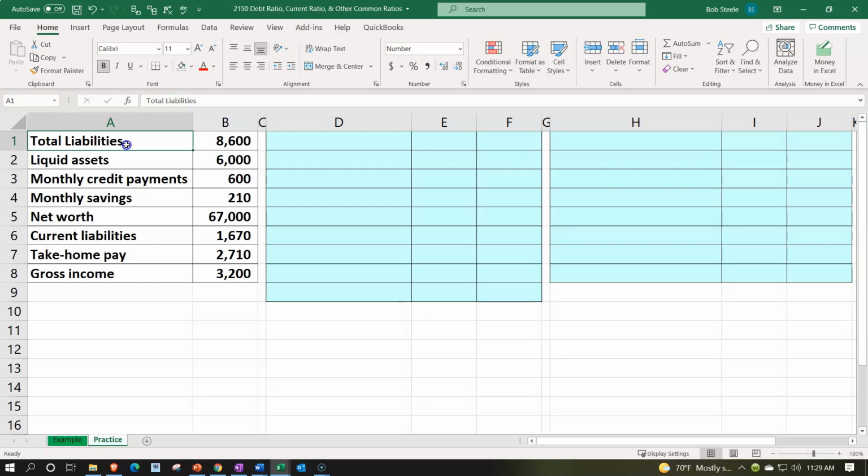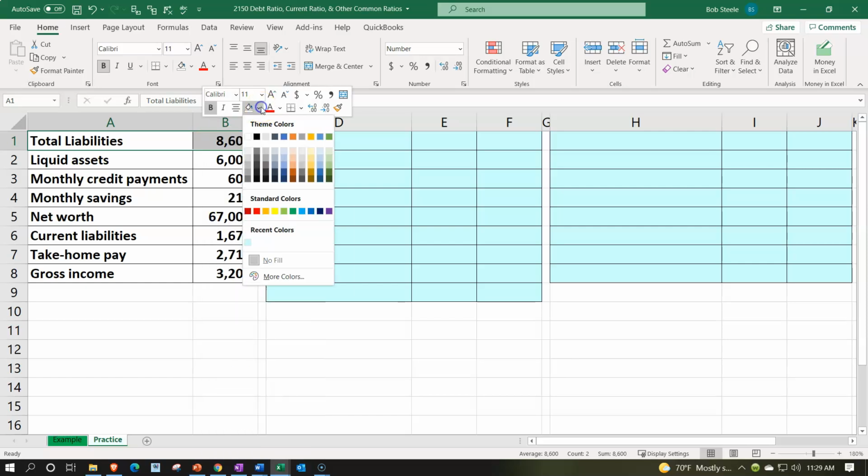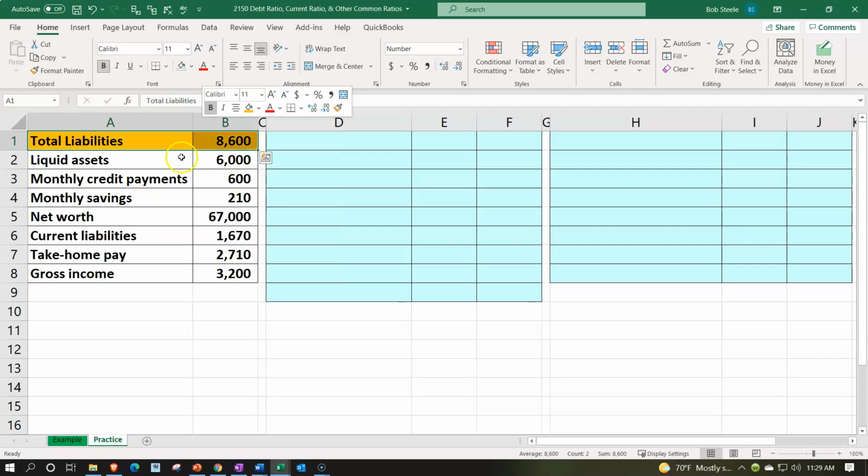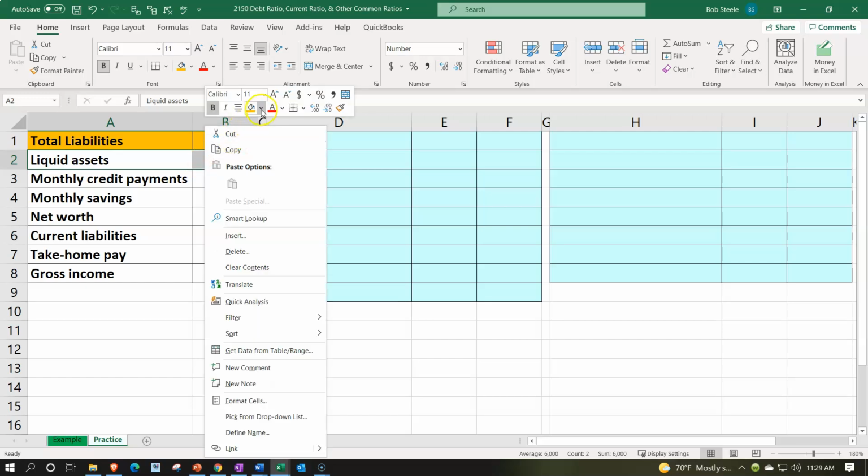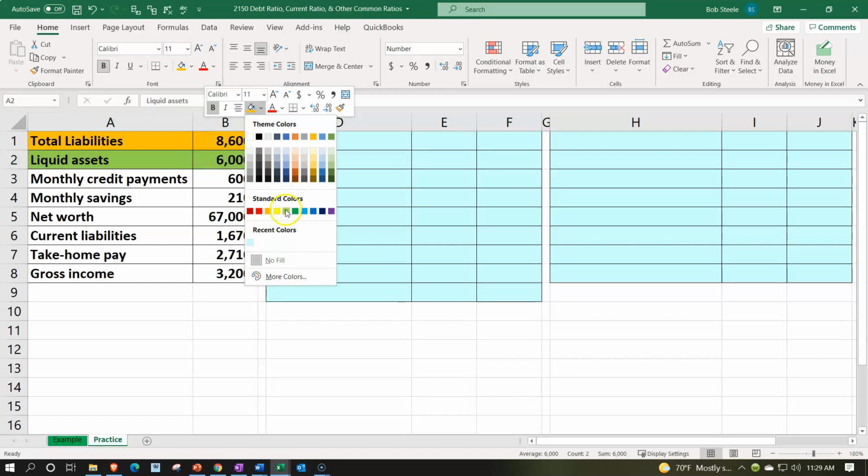So we got the total liabilities. That's going to be a liability component. So I'm going to make that an orange account here. So I'll right click on the bucket and make that an orange one. Then we have the liquid assets, and that's an asset. So I'm going to make that green. I'm going to right click on it, hit the bucket, make that green.